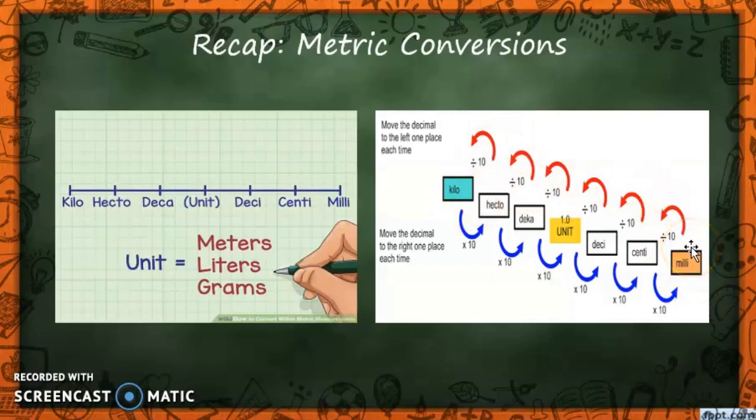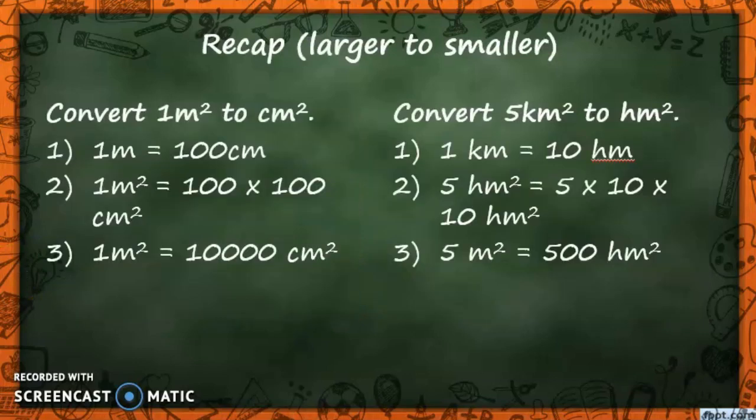So as you know, we move by powers of 10. So that means that we will divide by 10 as we move. But if you want the decimal method, you simply move the decimal to the left one place each time. Alright? Quite simple. But before we go into smaller to larger units, let's do a recap of larger to smaller.